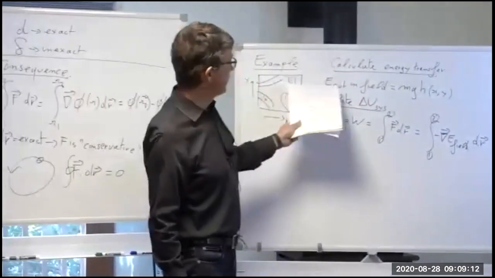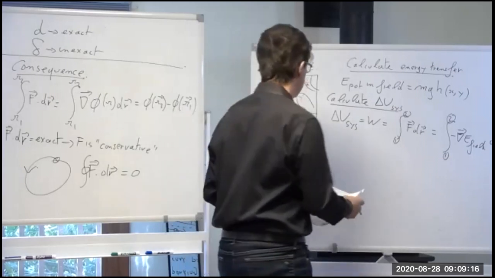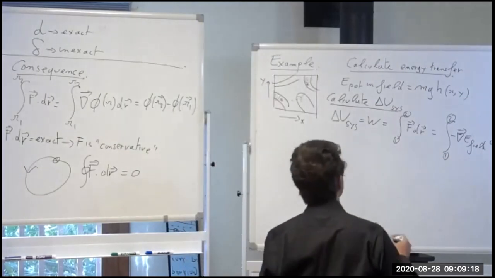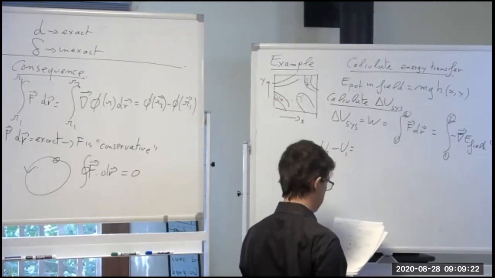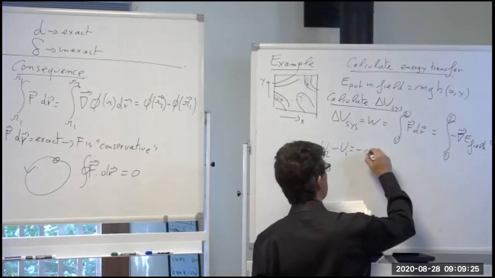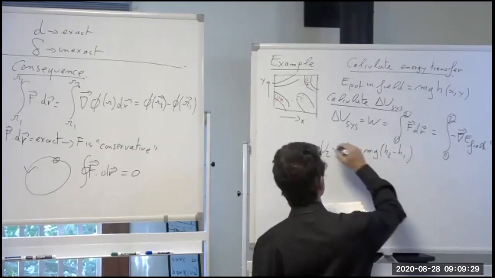And I know what the field is, that's up here, right? So I can take the gradient of that and then I can integrate this. So what do I get? I get that U2 minus U1 is equal to minus mg (H2 minus H1).